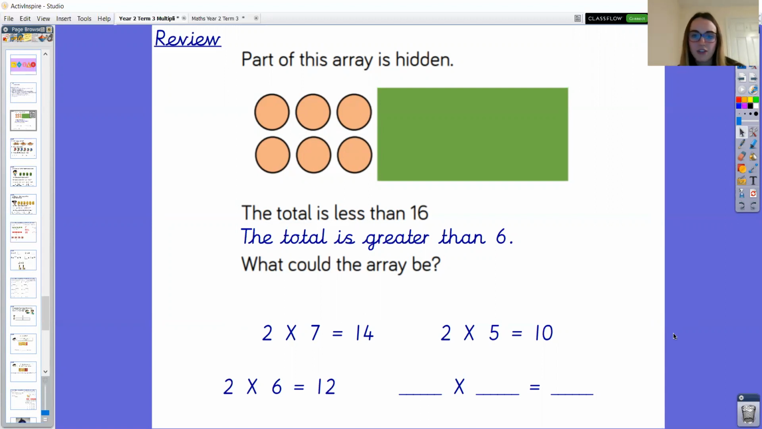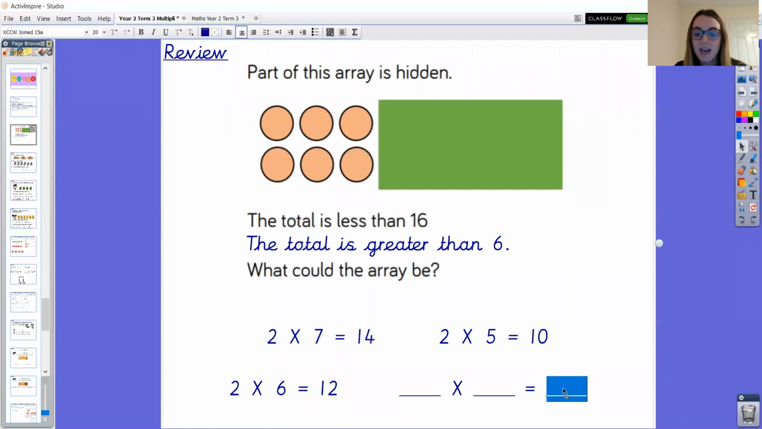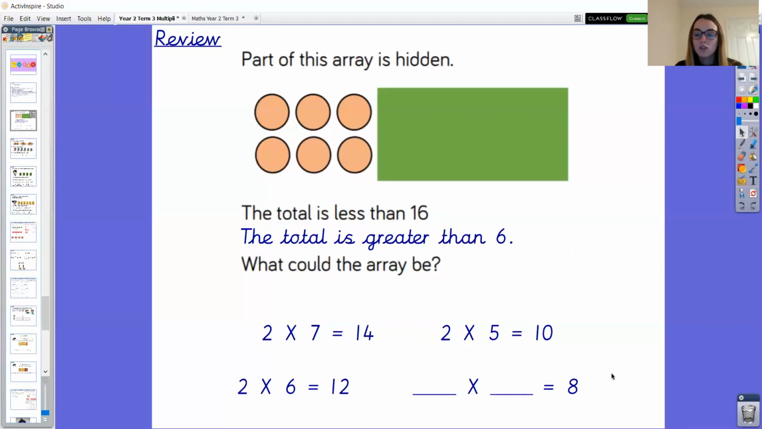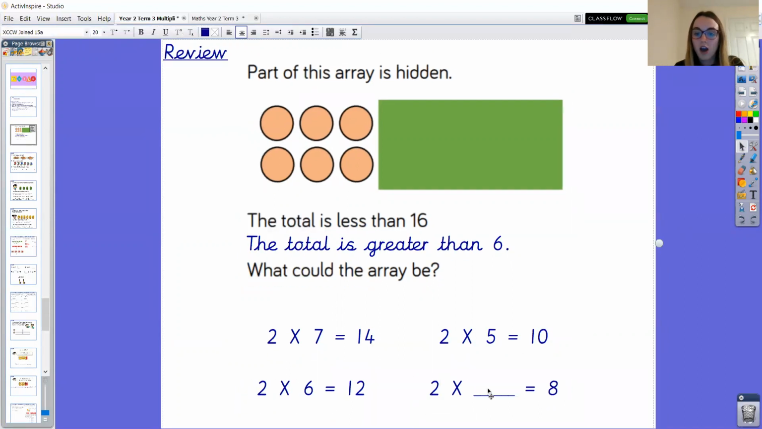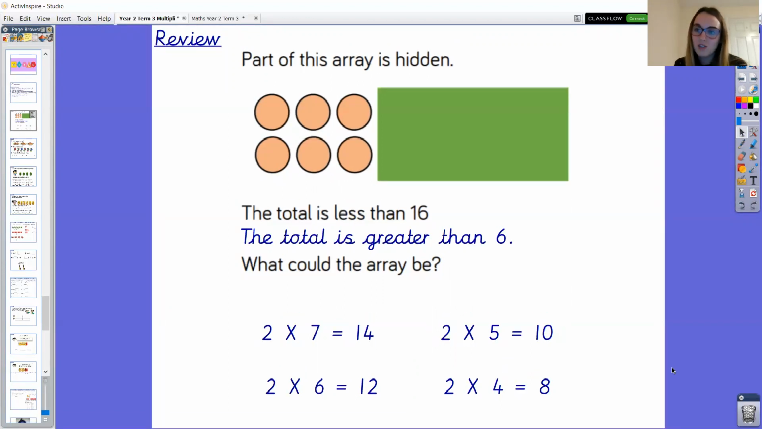So let's have another think. So it says the total is less than 16, but the total is greater than 6. That means we can still keep going. So what's 2 less than 10 to find our next even number? Well done. 2 less than 10 is 8. Brilliant. So talk to your partner at home or in the classroom to say what you think this multiplication could be. Well done. Let's say it together now using the word times. 2 times 4 equals 8. Brilliant. Well done, Year 2.